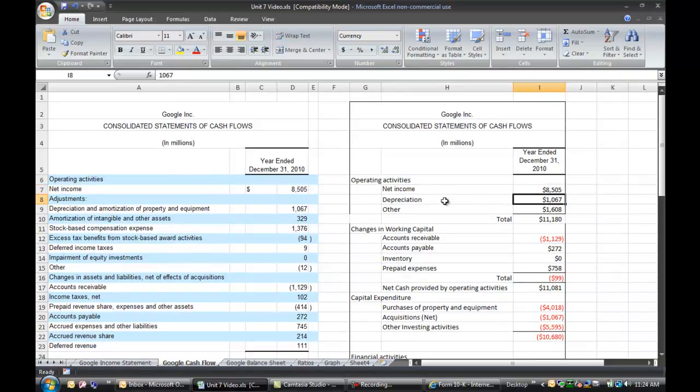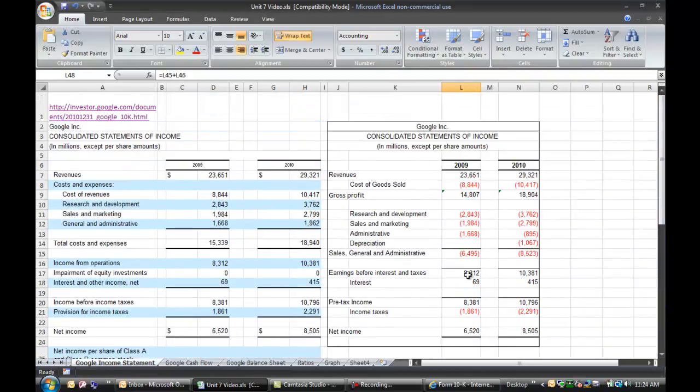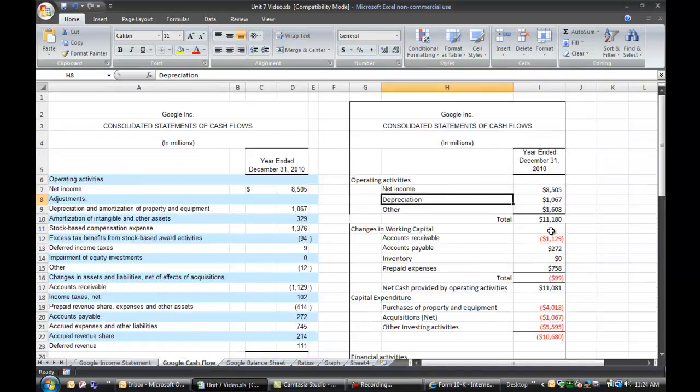We have to add back in depreciation. In the income statement, we took it out. Here's depreciation, 1,067 in 2010. And interestingly, they didn't have any in 2009. We add that back in. Depreciation is not paid to anybody. It's just there to get a more accurate income statement as to how you were doing in a particular period. But the cash doesn't flow, so we add it back to the net income. They have some other items, which is a number of categories I just lumped together.